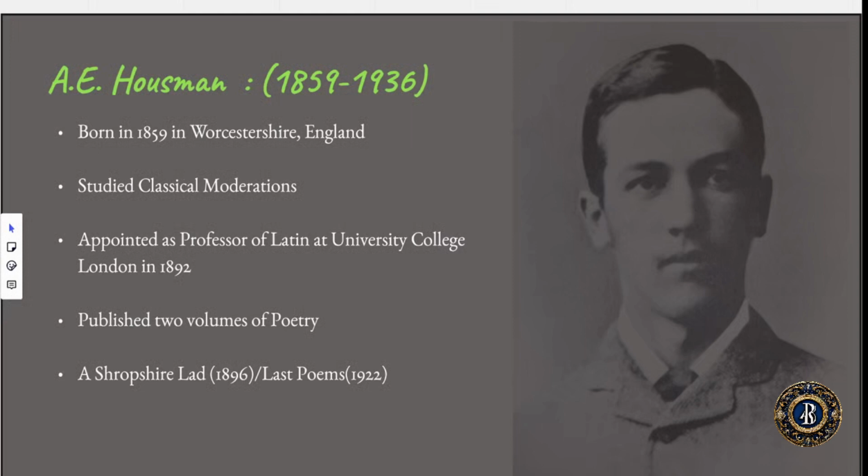He attended St. John's College, Oxford, and went on to work as a professor of Latin at University College London and later at Trinity College, Cambridge. In 1896, he published his first and most famous collection of poems, A Shropshire Lad, which was well received and cemented his reputation as a poet.